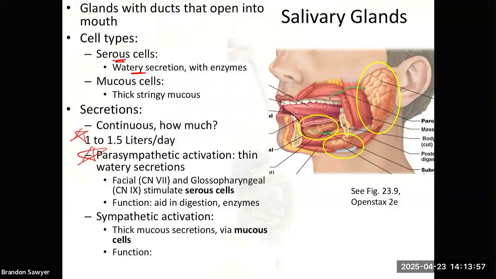But then when we're stressed out, we have sympathetic activation of these glands. That's when we use the mucus cells instead. This is just making sure we don't lose as much fluid, right? The thick, stringy stuff doesn't get lost as quickly. So we're conserving fluid with the sympathetic activation. Okay.